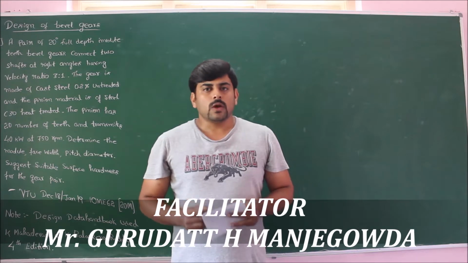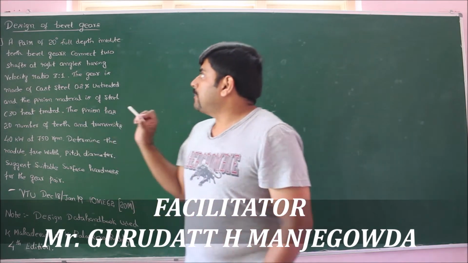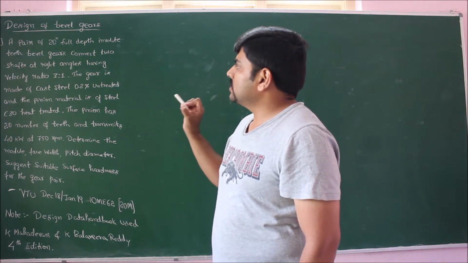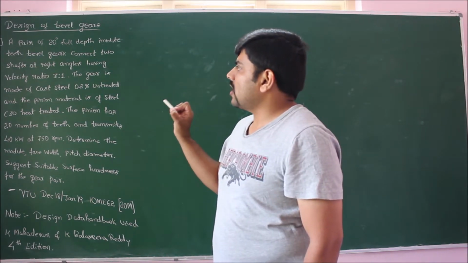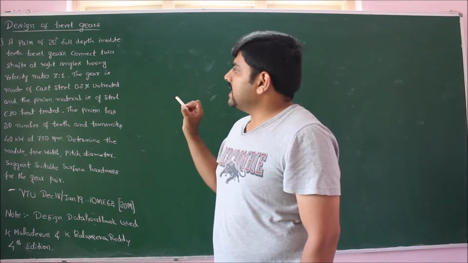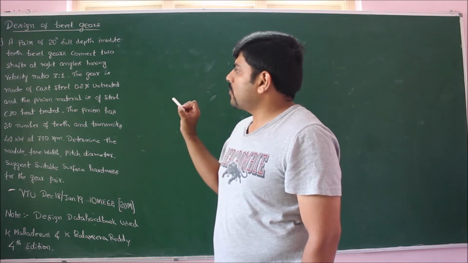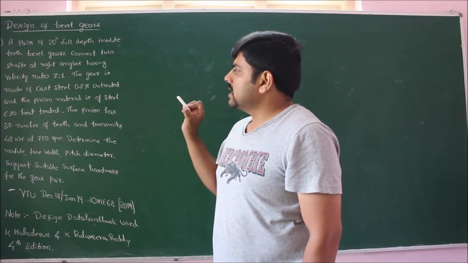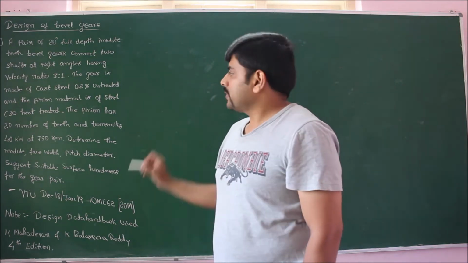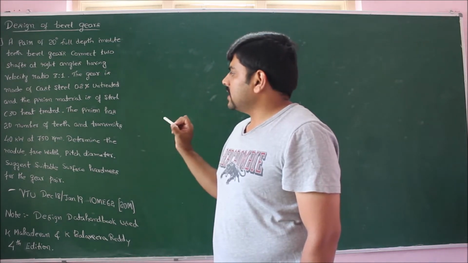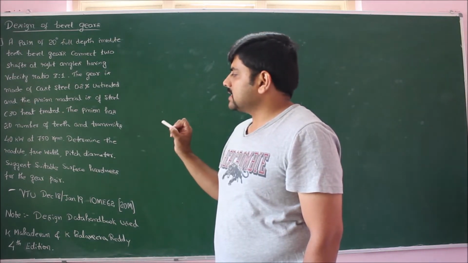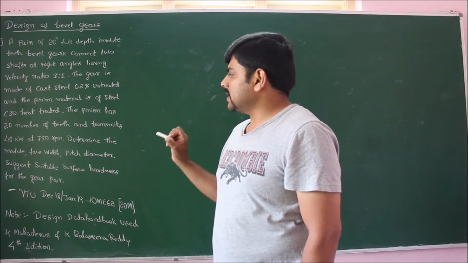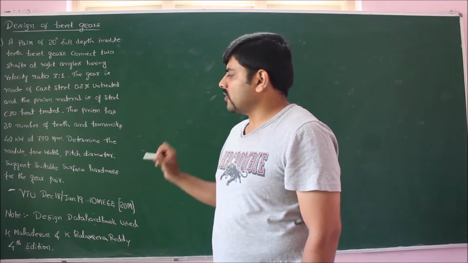Problem number 1 states that a pair of 20-degree full-depth involute teeth bevel gears connect two shafts at right angles, having velocity ratio 3:1. The gear is made of cast steel 0.2% untreated and the pinion material is steel C30 heat treated. The pinion has 20 teeth and transmits 40 kW at 750 rpm. Determine the module, face width, and pitch diameter. Suggest suitable surface hardness for the gear pair.